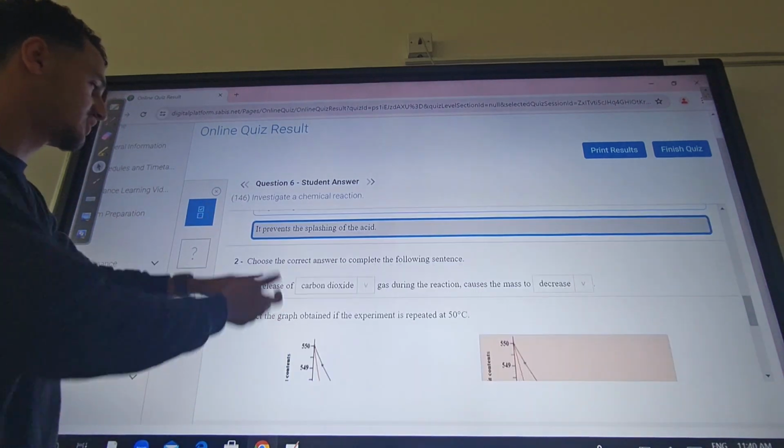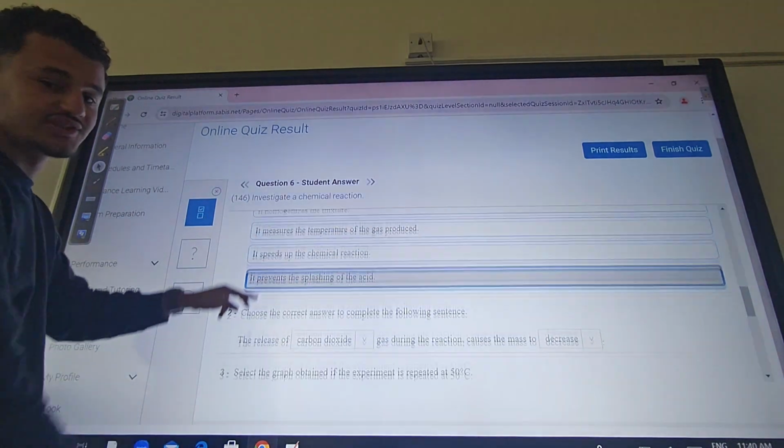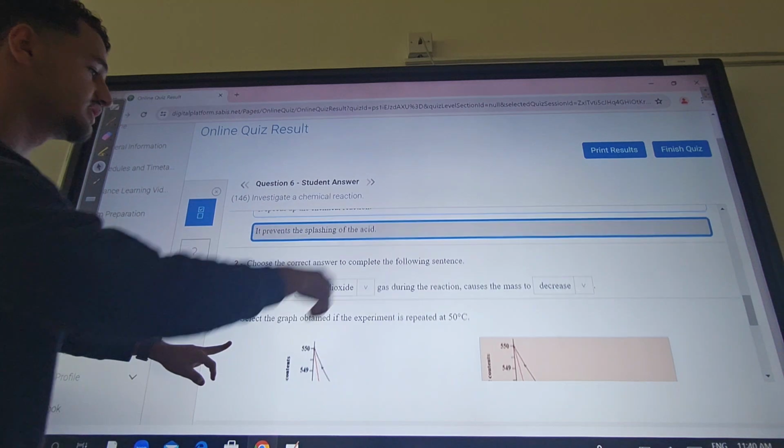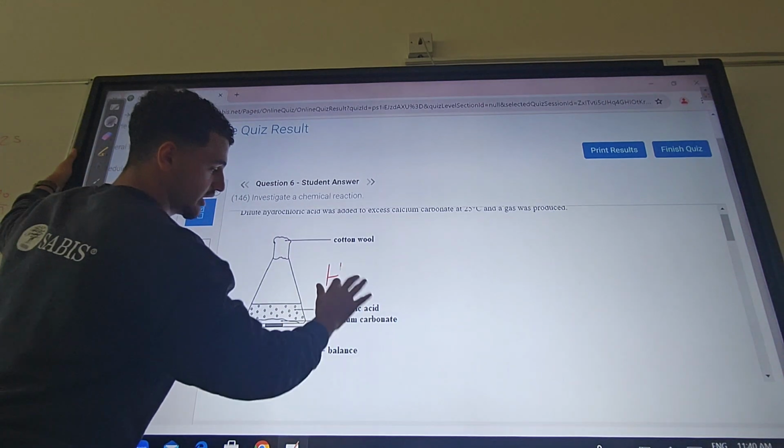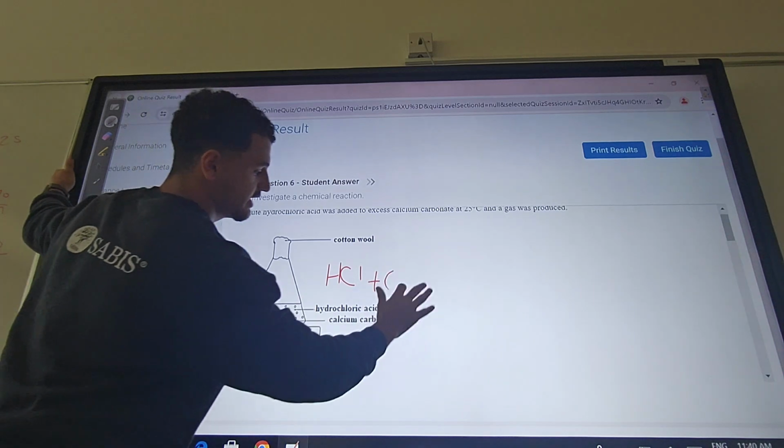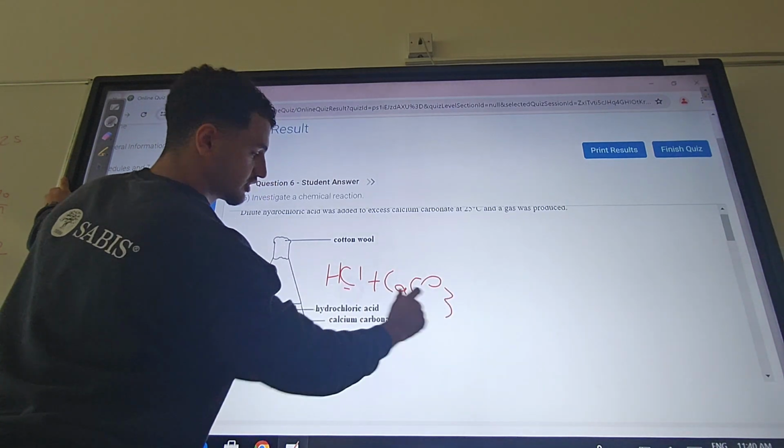That's pretty much it. It allows the gas to escape and it prevents the splashing of the acid. What is being released here? Obviously, it's carbon dioxide. Hydrochloric acid, HCl, and calcium carbonate, CaCO3, are going to produce carbon dioxide gas.